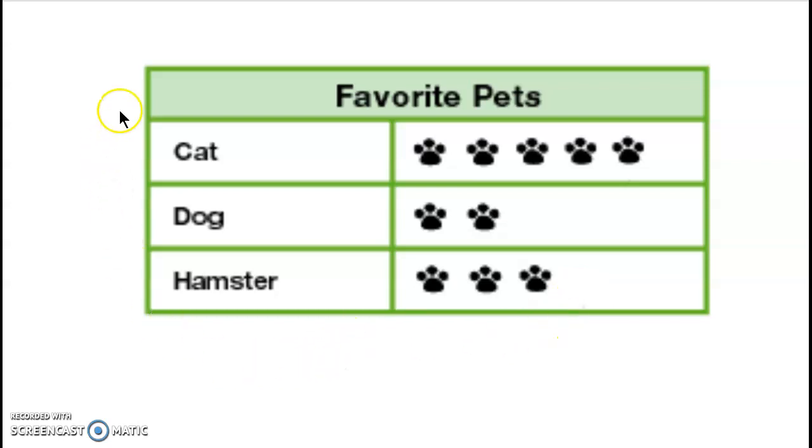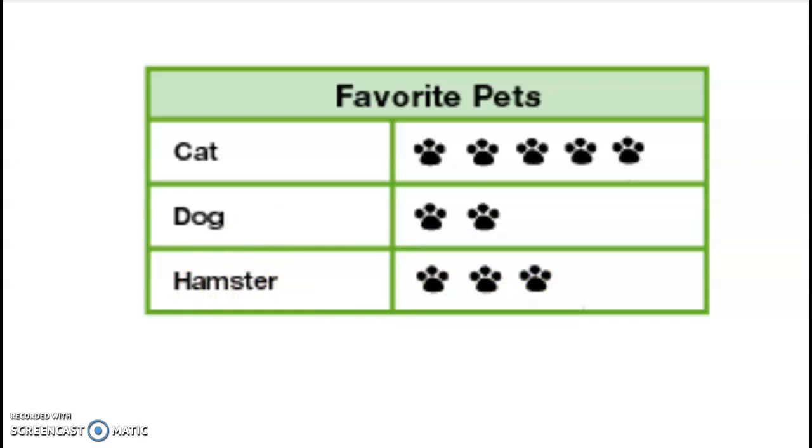And I can tell just by looking at this graph that cats were liked the most because I have the most paw prints for cats. You can see in this graph, I'm looking at it side to side, or I'm reading it left to right. These are my labels, and I go and look at my data over here on the right-hand side.